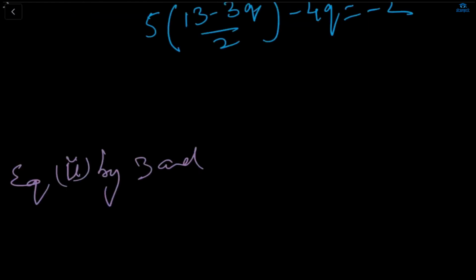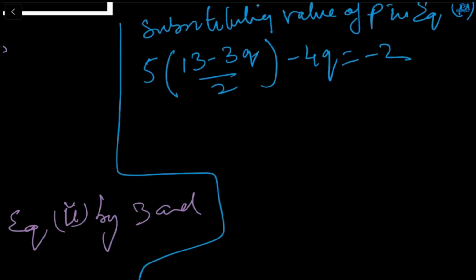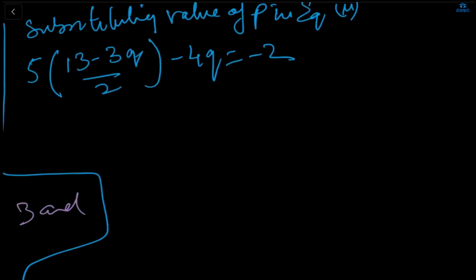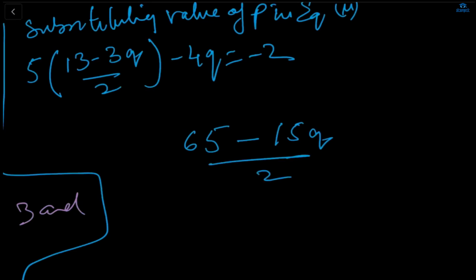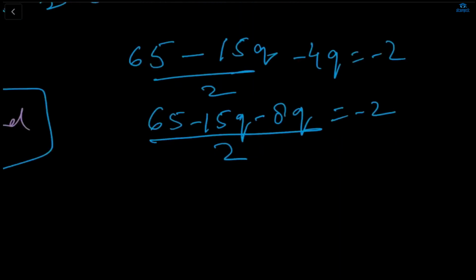Now, after solving, we need to multiply it. Let us multiply this 5 with the expression, minus 4Q is equal to minus 2. So we need to take the LCM. I'm taking 2 as LCM, so 65 minus 15Q minus 8Q. This 2 will go to this side. Am I right? So it will be 65.